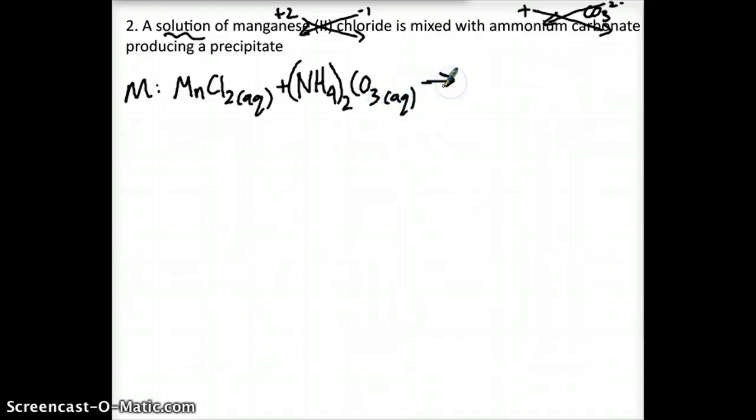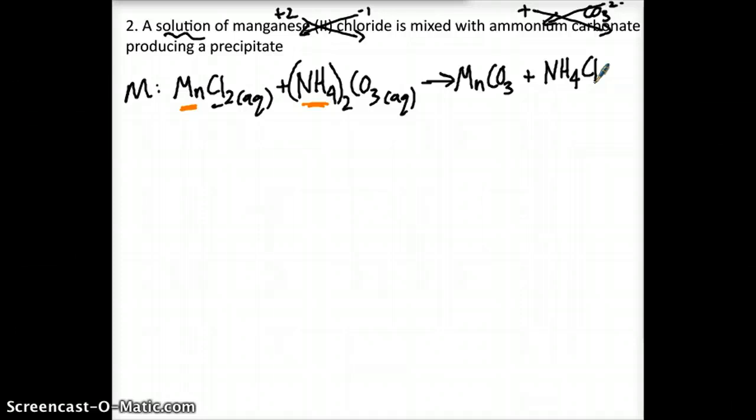And what am I going to make? Well, it says that we're going to make a precipitate. In order to figure out the products that are going to be formed, we need to recognize that the positive cations are going to switch places. So in this case, NH4 and Mn are going to switch places. So my products are going to be Mn, it's still +2, CO3 is 2-, so it's going to stay like that, and NH4 is +1, chlorine is -1, so NH4Cl, ammonium chloride.